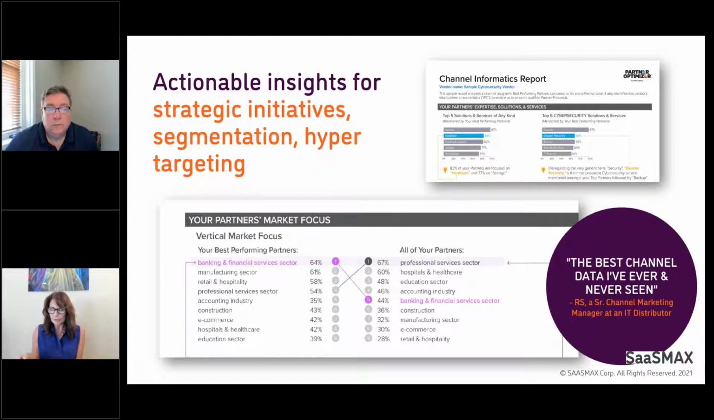Now, among all the partners, only 44% of them were focused on that. But you know what? Those 44% should be hyper-targeted, because we already know that your best partners are focused on banking and financial. Let's also find those others in your set and activate those, because you know that they're probably better and worth spending time on. So let's go on to the next slide.